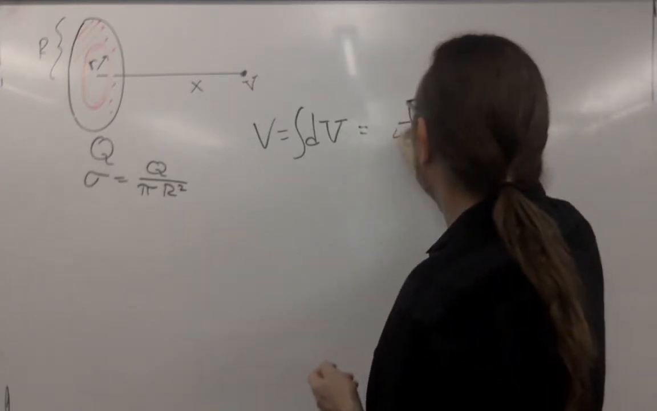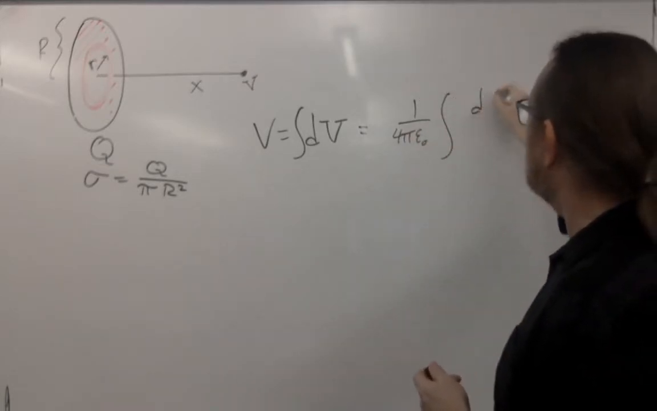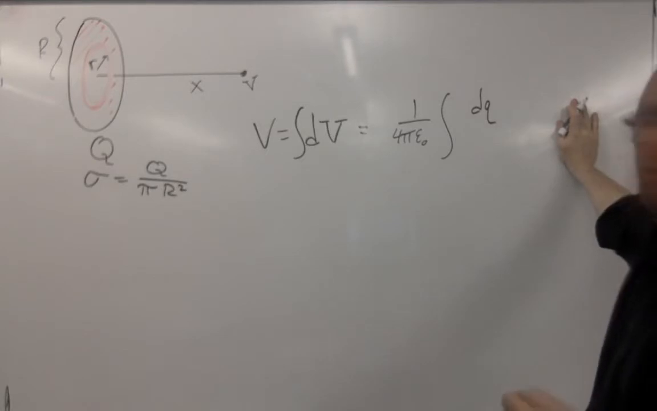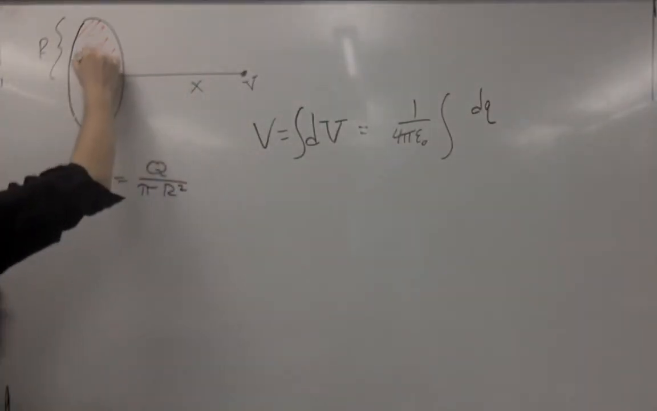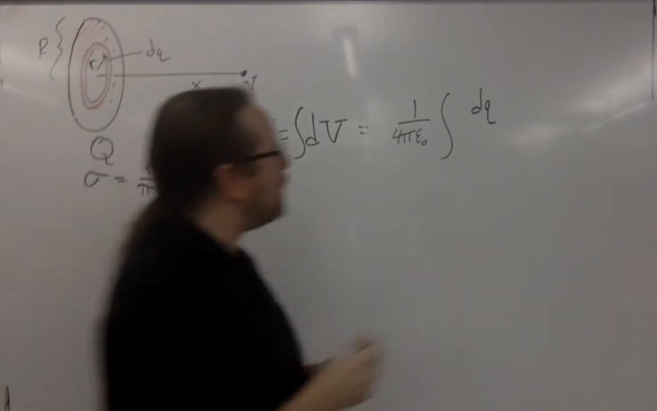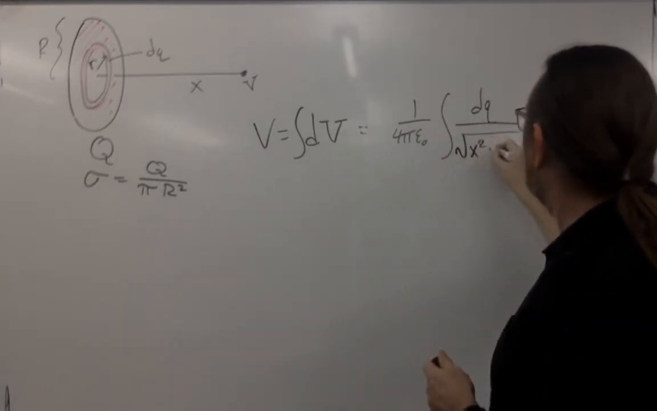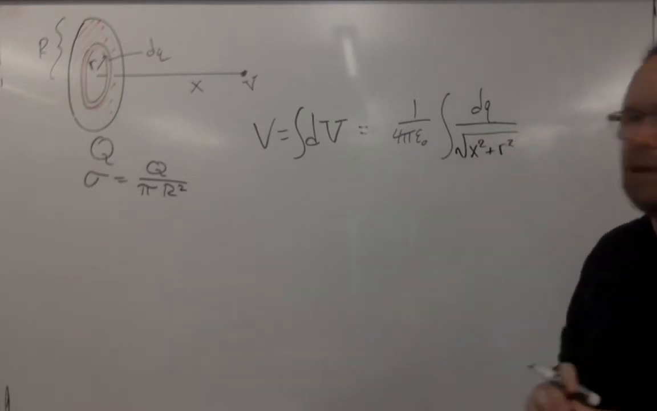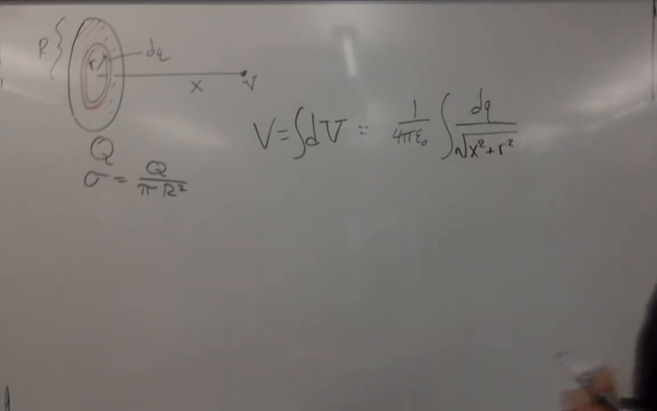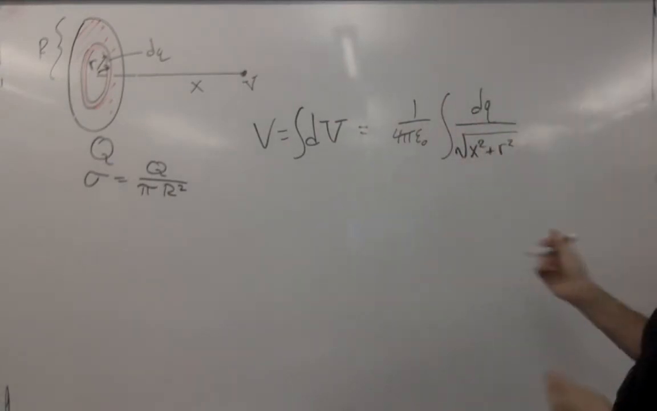It's 1 over 4 pi epsilon naught times Q, and we're going to change that to dq. In other words, each ring will contribute an amount of charge to the potential equal to dq over the square root of x squared plus r squared. And now r is not a constant. r is the radius of this loop, which increases as we integrate out from the center to the edge. And so this integral is going to go from r equals 0 to r equals capital R.